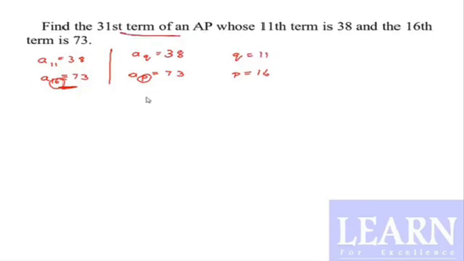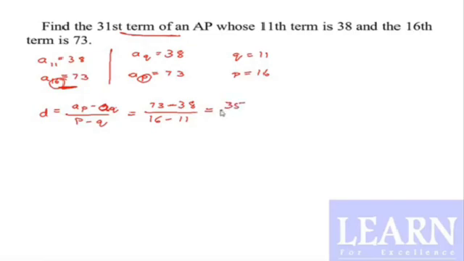31st term of AP. First we'll take the difference. d equals AP minus AQ divided by P minus Q. What is the value of AP here? AP is 73 minus AQ, which is 38, divided by 16 minus 11. 73 minus 38, what is the value? From 38 it is 48, 58, 68 and remaining is 5. So difference is 35.